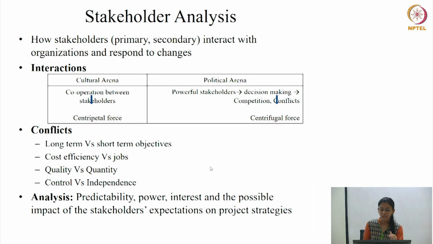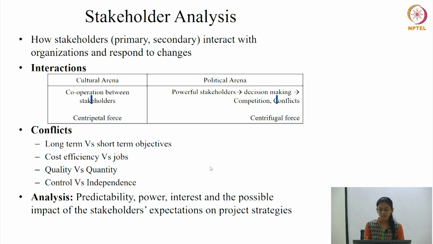They are, one is the cultural arena, where stakeholders discuss, cooperate and take decisions, which is nothing but a centripetal force that guides the interactions. The second is the political arena, where a group of powerful stakeholders enforce their decisions on other stakeholders, which leads to competition and conflicts, which is nothing but a centrifugal force, where none of them agree upon a single decision.